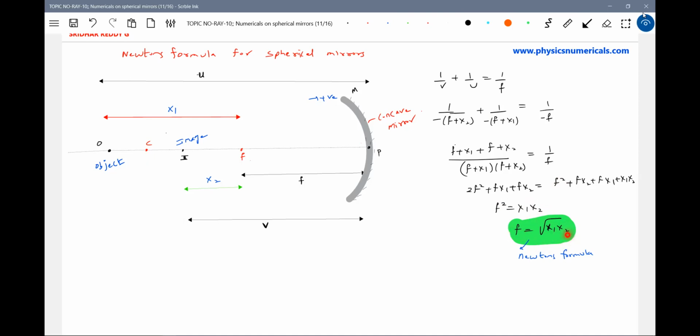What are x1 and x2? How should we define x1? Distance of the object from the focus. What about x2? Distance of the image from the focus.